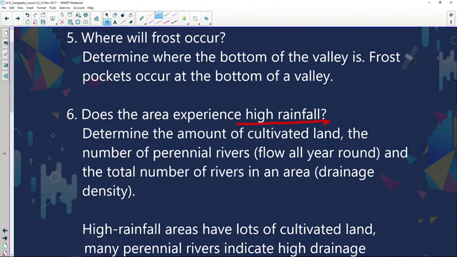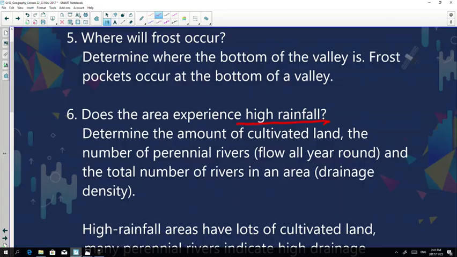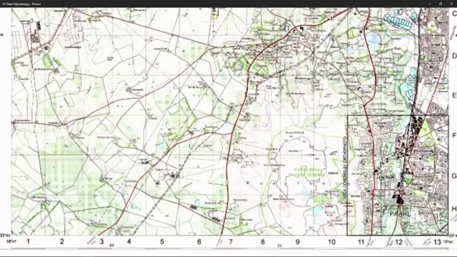Now this is quite an interesting question, and I do see this question quite a lot of times in the final exam. Does the area experience high rainfall? Determine the amount of cultivated land and the number of perennial rivers. Now that's the number of rivers that flow all year round. Before grade 12, you've only known about 2 rivers. A non-perennial river, that's seasonal rainfall, and a perennial river that flows all year round. But let's just quickly go and have a look at the area of Paarl. I'm going to use an example. We see a lot of cultivated land.